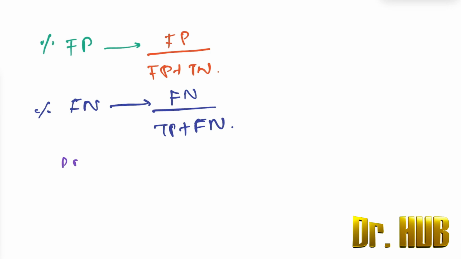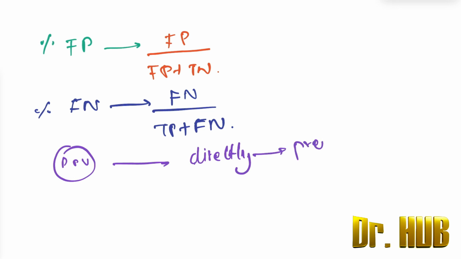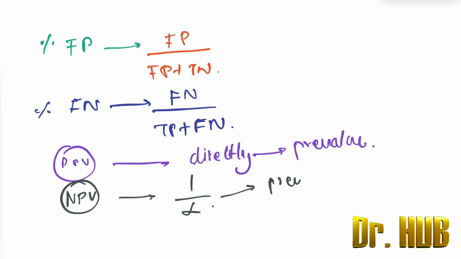Another finding we need to know is that the PPV varies directly with the prevalence. Next is the NPV. The NPV varies inversely with that of the prevalence. So this was all about the validity of a screening test, and we saw some very important formulae.